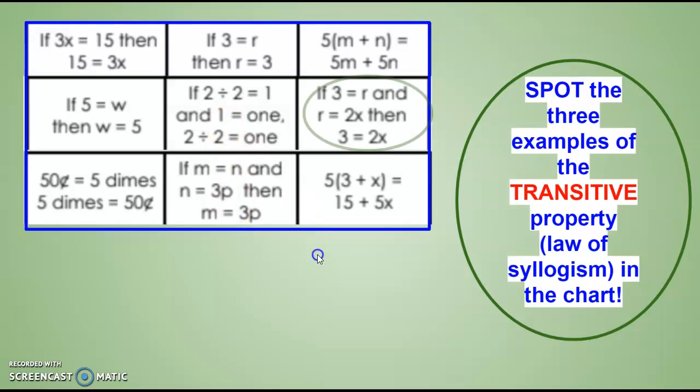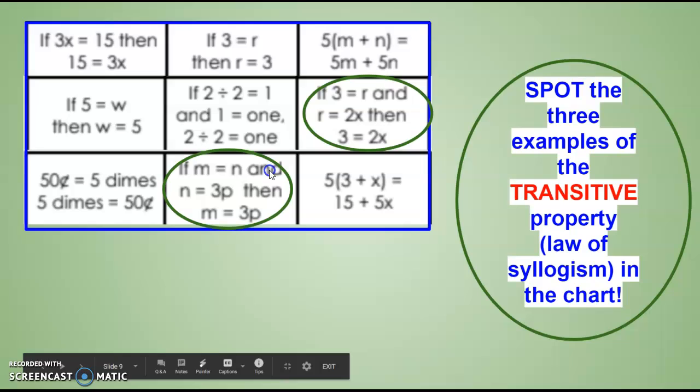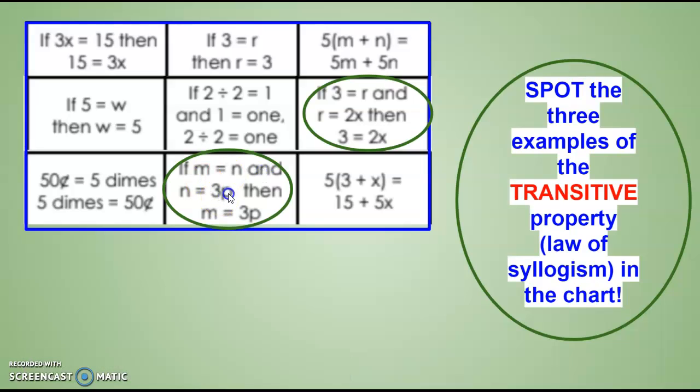So we have, if 3 equals r and r equals 2x, then we know that 3 equals 2x. If m equals n and n equals 3p, then we know that m is equal to 3p. We can just go across the ends. And if 2 divided by 2 is equal to the number 1, and if the number 1 can be written out as O-N-E, then we know that 2 divided by 2 is also O-N-E.